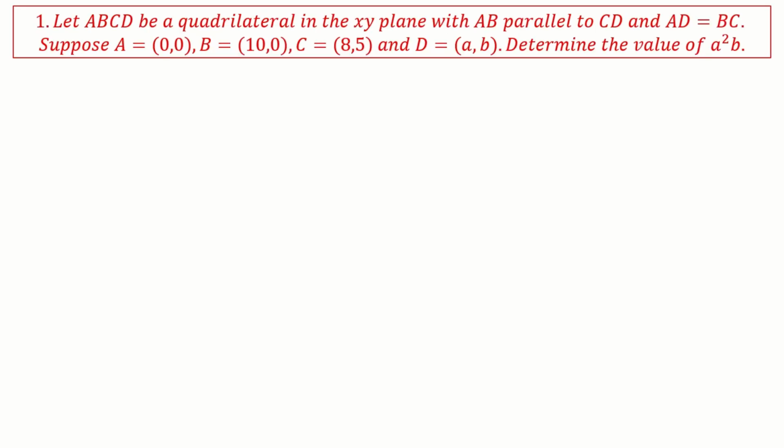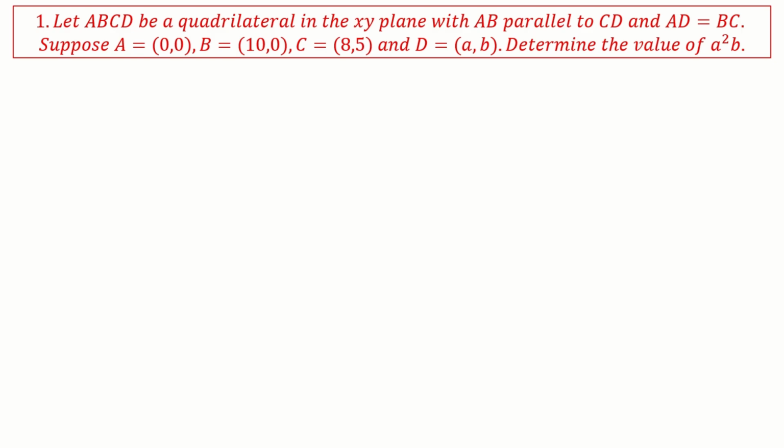Okay, let's do. Let ABCD be the quadrilateral in the xy plane with AB parallel to CD and AD equal to BC. Suppose A is (0, 0), B is (10, 0), C is (8, 5), and D is (a, b). Determine the value of a squared b. Yeah, this is a simple solution.